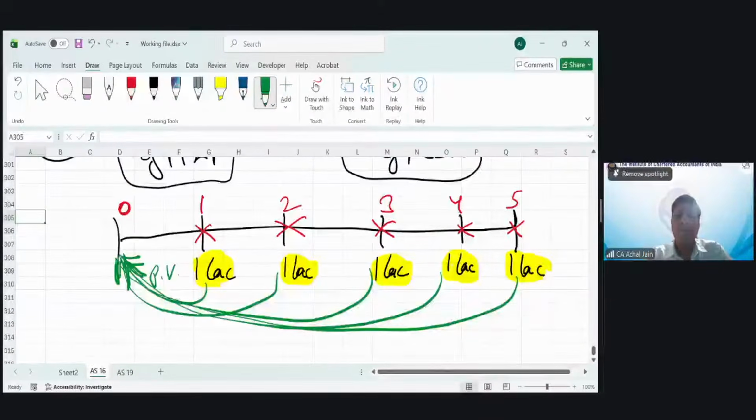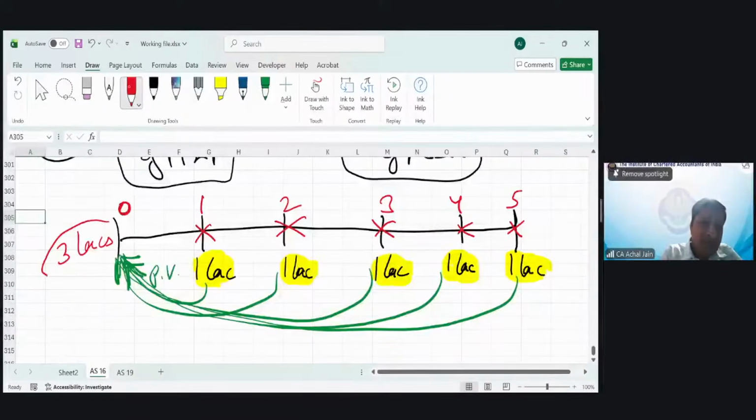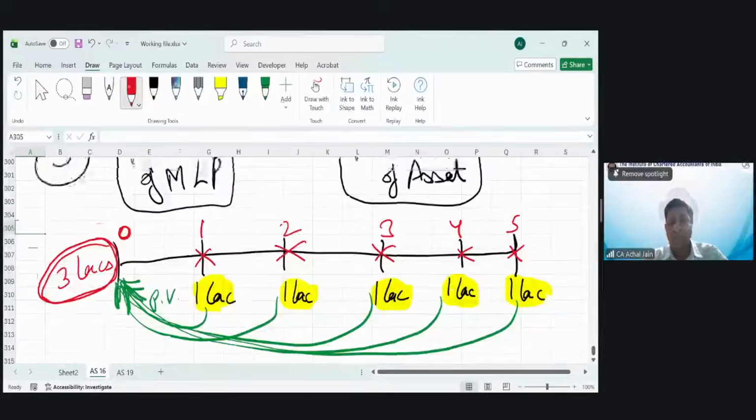Now, let's suppose the present value comes out to 3 lakhs. Please, again, don't get into the number. It's an assumption. Let's suppose you have done the calculation and the present value comes out to 3 lakhs. So now what do we need to check?